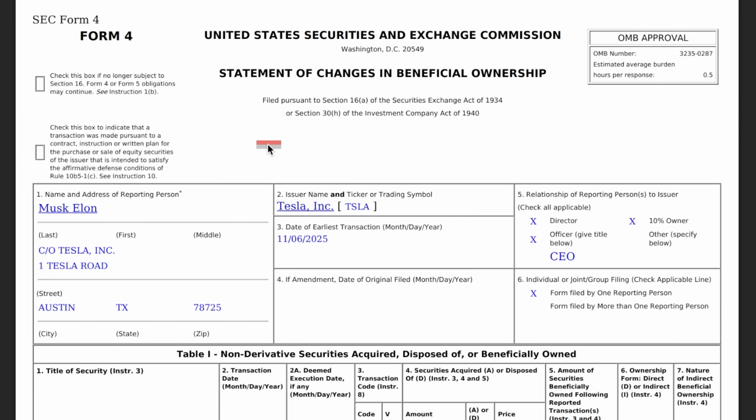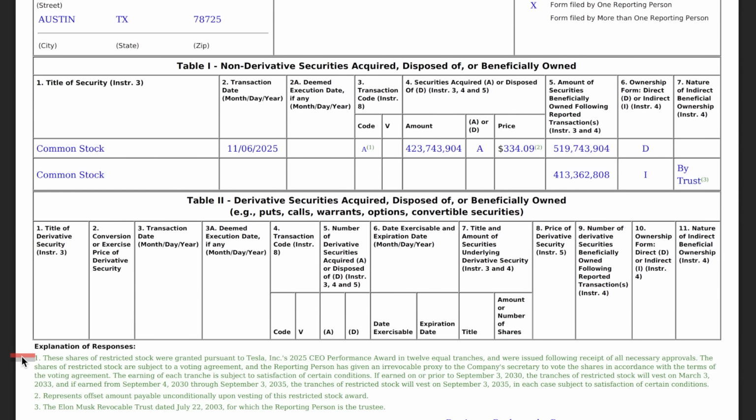And what do you know? A new Form 4 was filed by Elon for over 423 million shares. Scrolling down, these shares of restricted stock were granted according to Elon's new performance award in 12 equal tranches and were issued following receipt of all necessary approvals. And as we know, the earning of each tranche is subject to satisfaction of certain conditions.